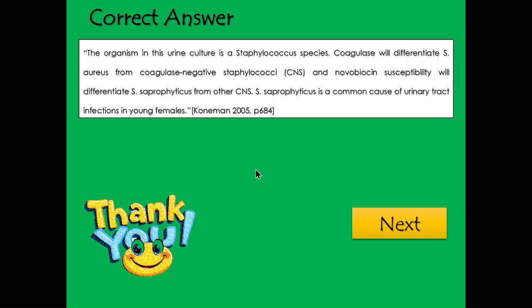The correct answer. The organism in this urine culture is a Staphylococcus species. Coagulase will differentiate S. aureus from coagulase-negative Staphylococci, CNS, and novobiocin susceptibility will differentiate S. saprophyticus from other CNS. S. saprophyticus is a common cause of urinary tract infections in young females.